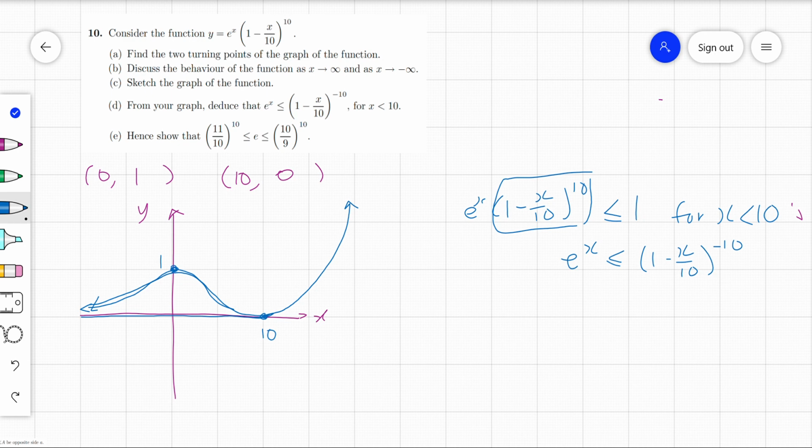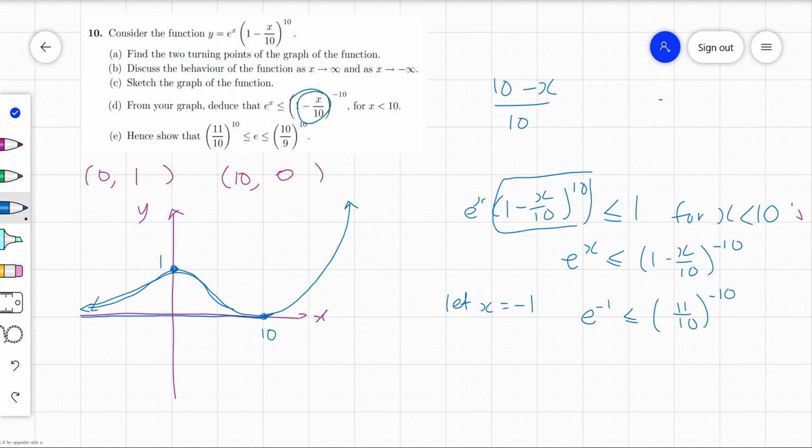Alright, so then it says hence, so I'm definitely going to use what we just did. It's got some numbers in it, so we're just going to substitute some numbers for x. So how will I get an 11? If I just look at this part in here, that's going to be 10 minus x. So to get an 11, I'm going to have to put x equals negative 1 in there. So let's try it and see. If I put a negative 1 in, I get e to the negative 1 is less than or equal to, this will be, did I just say 11? Yes, 11 on 10 to the minus 10.